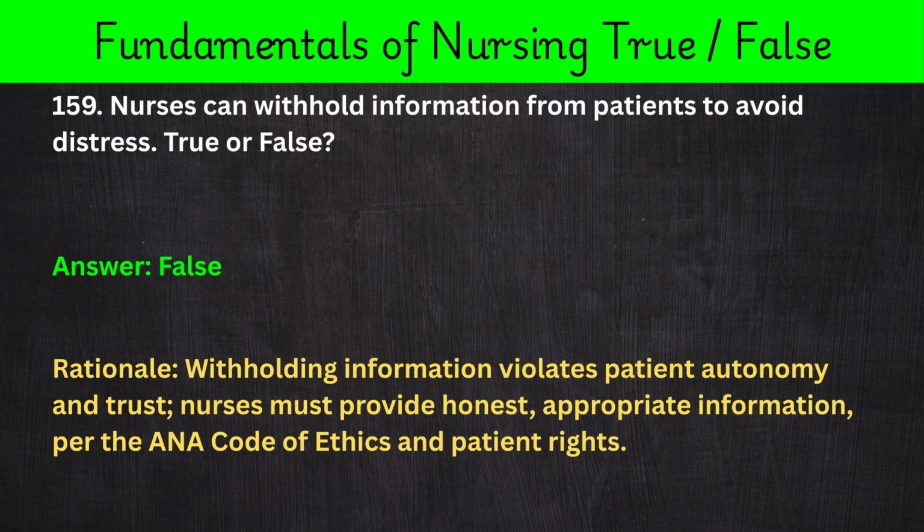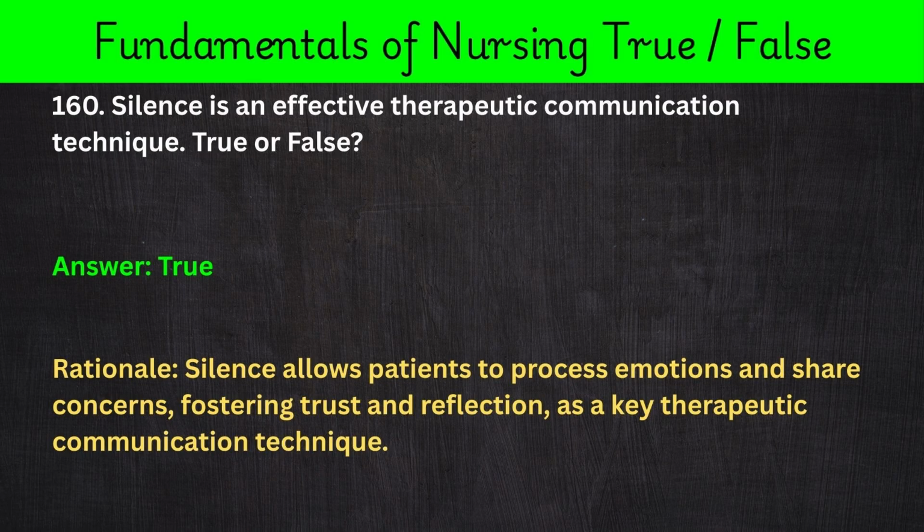True or false? Answer: false. Rationale: Withholding information violates patient autonomy and trust. Nurses must provide honest, appropriate information, per the ANA Code of Ethics and Patient Rights. 160. Silence is an effective therapeutic communication technique.